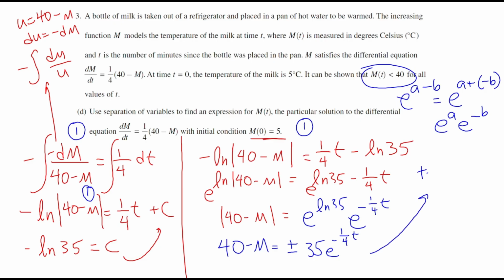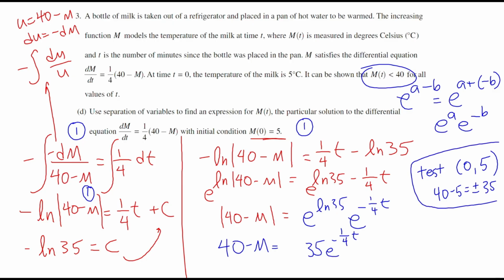If we test, I'm going to write this here, test the 0.05, I'm going to get 40 minus 5 equals plus or minus 35. Well, the answer is it's going to equal the plus 35. And so I don't need the minus sign here. I don't need the plus sign either. I'll just put a 35e to the negative 1/4 t. Right? So this is just our little test off to the side. And now we can finish off the problem here.